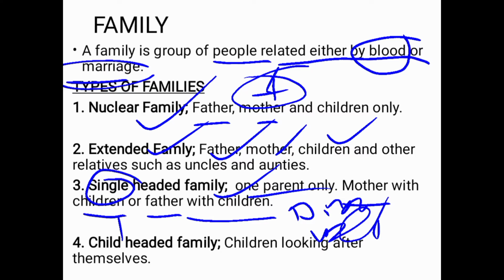The fourth one is the child-headed family. The child-headed family comprises children looking after themselves. They don't have parents, so they start looking after themselves. The elder one takes the responsibility. Those are the four types of families that we have.